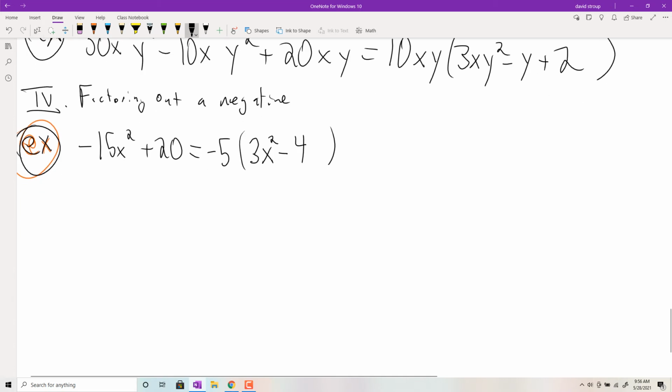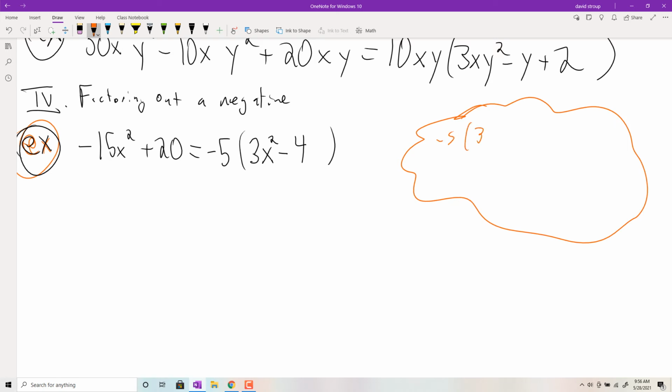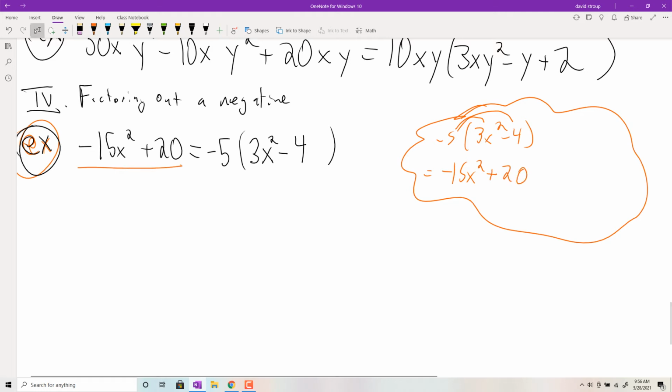And you could redistribute in your brain and see the truth of this. Negative 5 times 3x squared minus 4. So negative 5 times 3x squared is negative 15x squared. Negative 5 times negative 4 is plus 20. And that's where we started, right? That's this thing. Let's get another one.